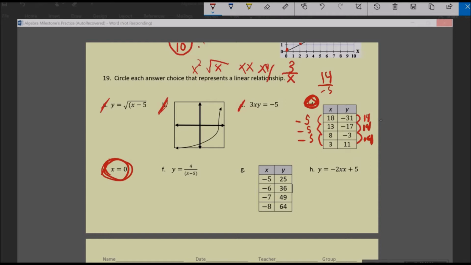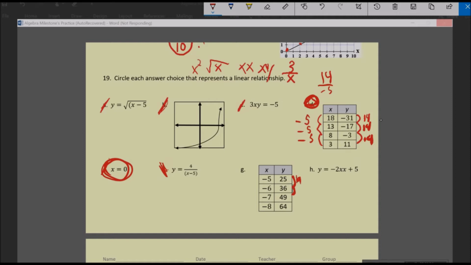All right? So F, it does have something up there. It has a variable in the bottom of a fraction. That's going to be nonlinear. G, we're looking for a constant rate of change. 25 to 36, you're going up by 9. 36 to 49.